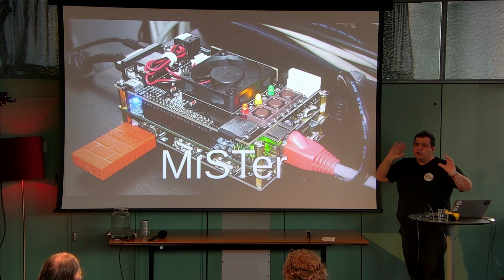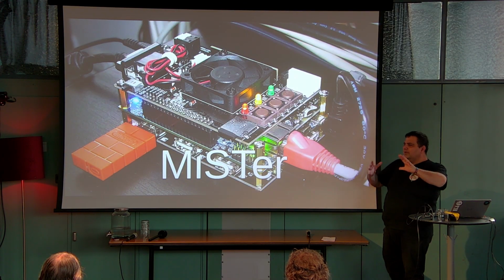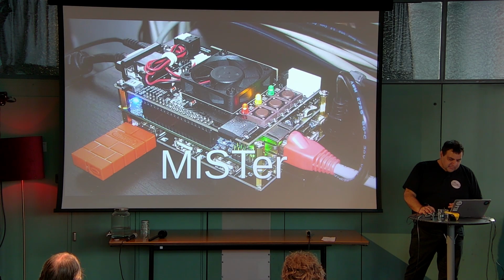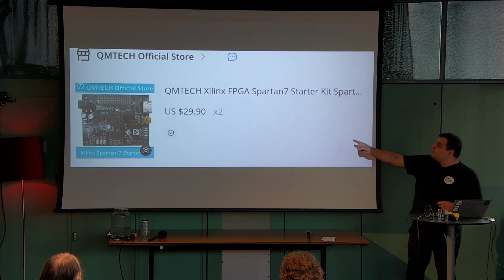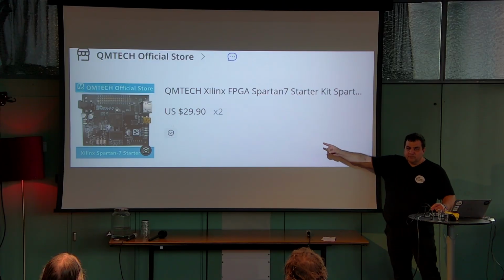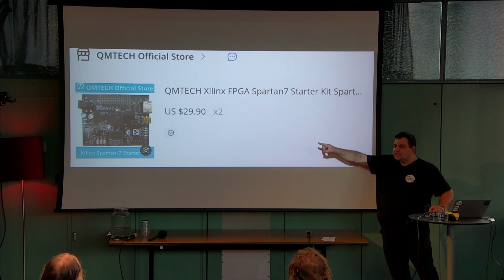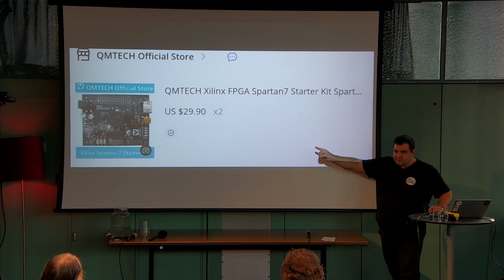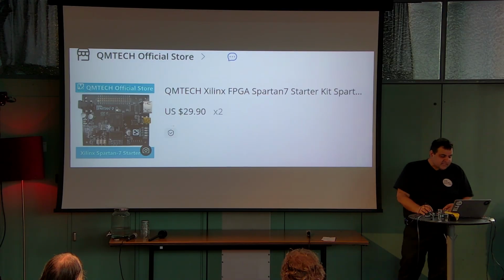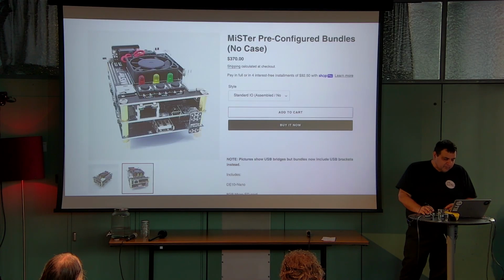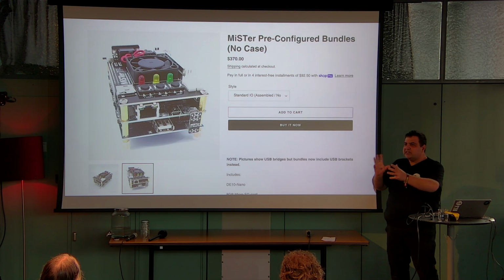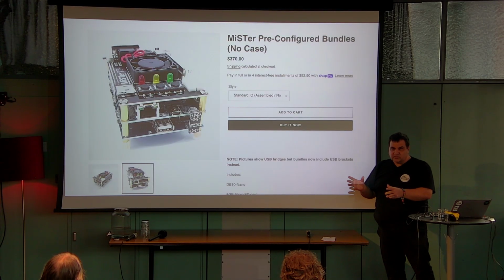But if I want to still give some sort of justification for the project, I can give you this. This is how much I bought the QMTech board for. No, there's no missing digit, and the decimal point is in the correct place. That's $30. The MiSTer, before the pandemic, went for $370. So we're talking about a factor of 10 at least in the cost.